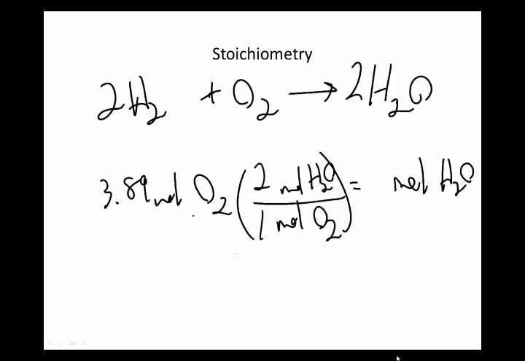So we just take 3.89 times 2, and I get 7.78 moles of water. So that's how many moles of water I make. Right? I could do another thing. I could say, well, I would get kind of the same answer. I'm going to move on and try some different examples.